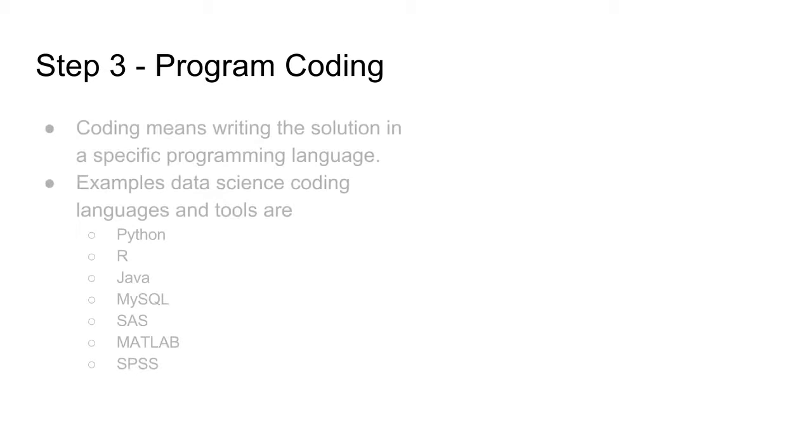Step three is programming coding. Programming coding means writing the solution in a specific programming language. Popular programming languages in data science include Python, R, Java, and MySQL. R and Python are very popular with beginners because they're very easy to learn, in contrast to Java, which has a pretty steep learning curve.